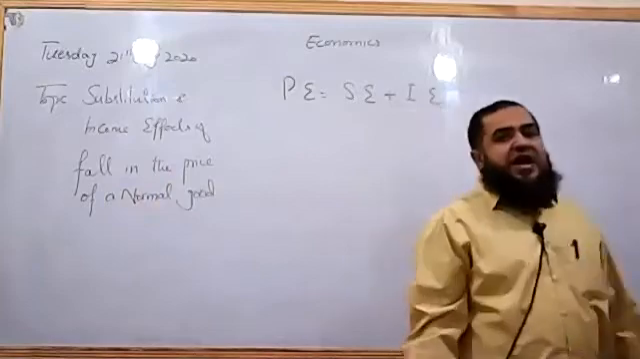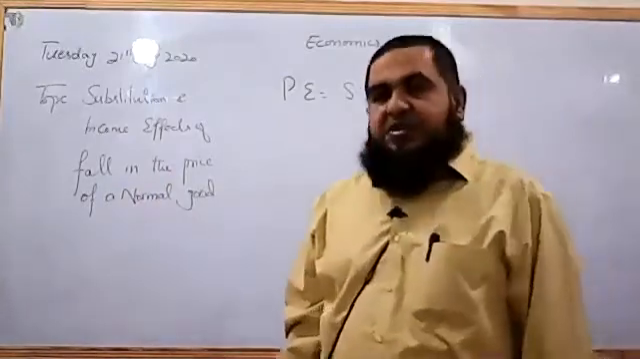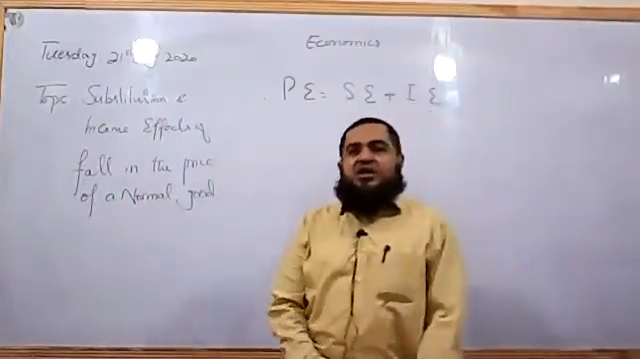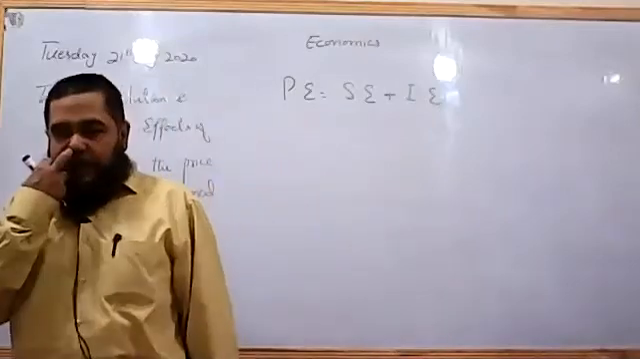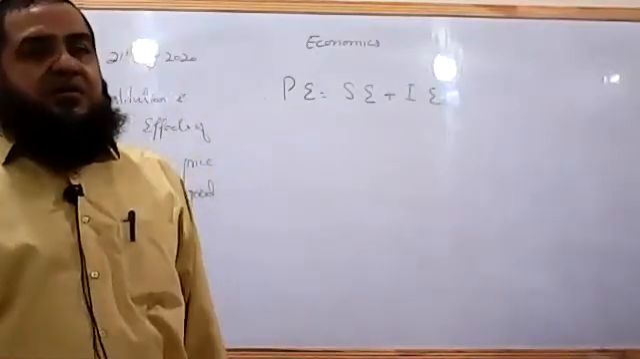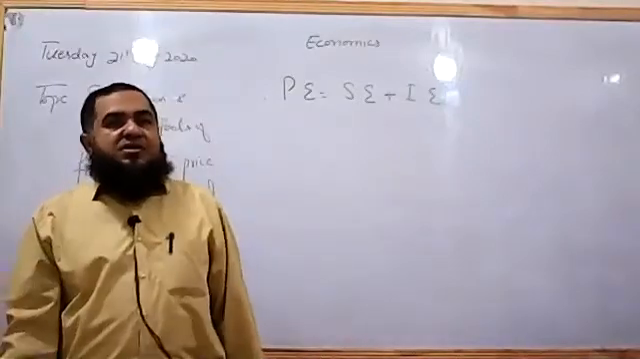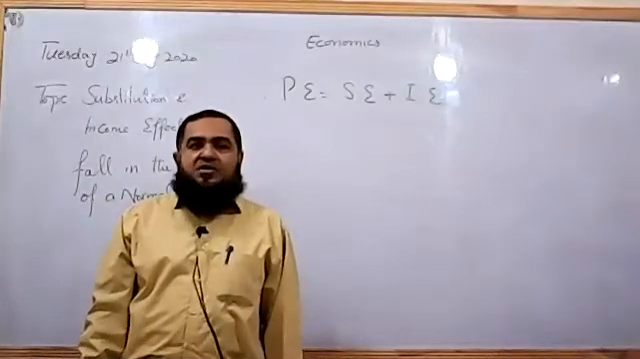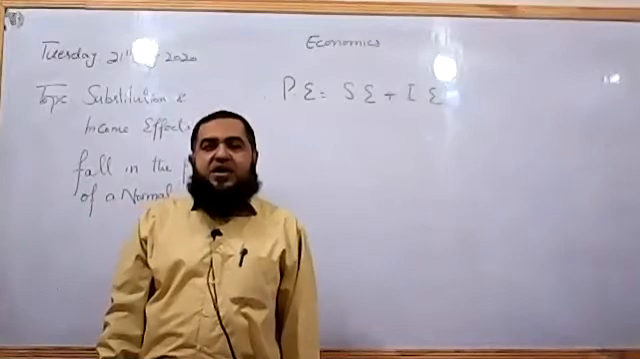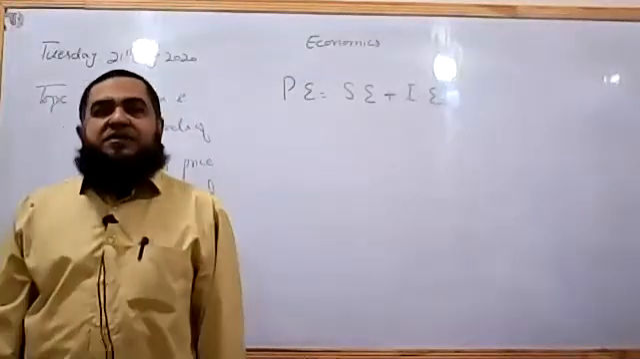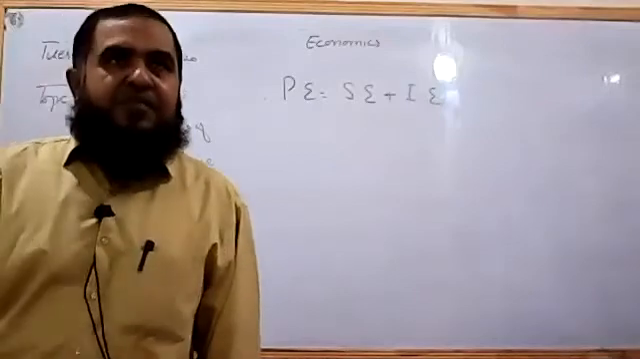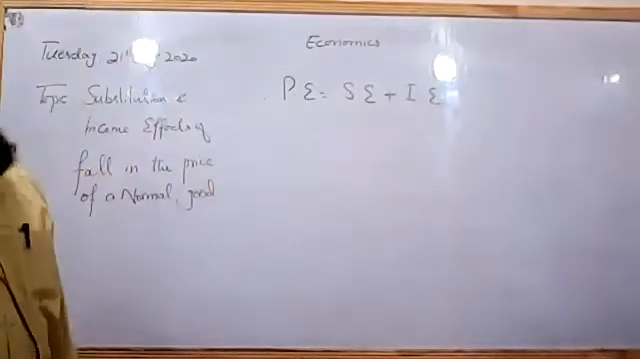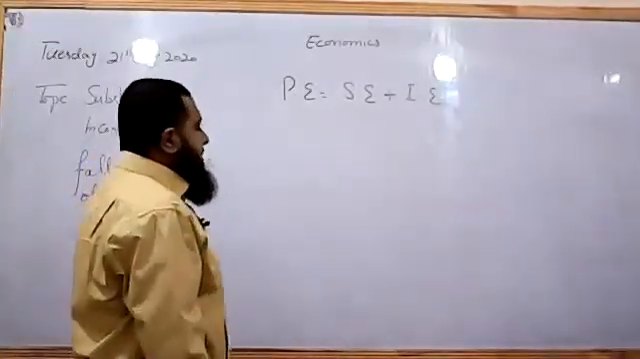A normal good is one which has a positive income relationship with its demand. So when income increases in real terms and the consumer is buying more of that commodity, that is called a normal good. And a normal good has a negative relationship with the price of the commodity. When price falls, he is going to buy more of this commodity. So we say a normal good is one in which the demand curve is downward sloping and at the same time it has a positive income relationship. As his income increases, he is going to buy more of the good.